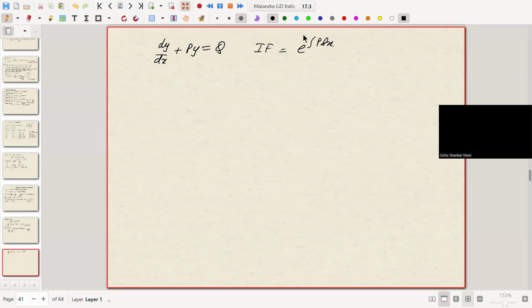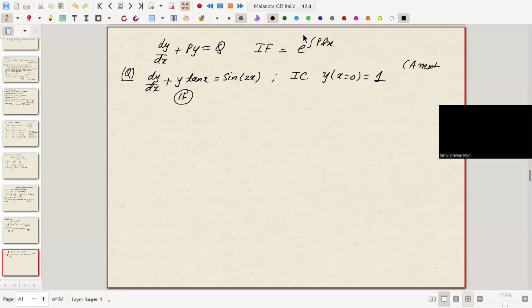So maybe this will be one of the problems, as an assignment for the next class. Try to solve this. Here I am giving an initial condition to you, y at x equals 0 equals 1. So try solving using the integrating factor. This is the assignment for the next class.